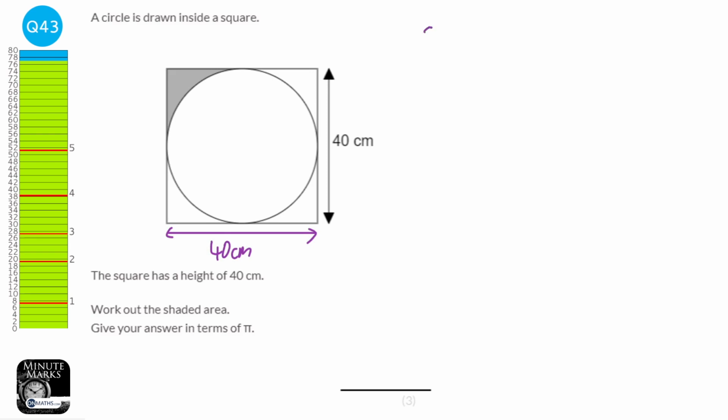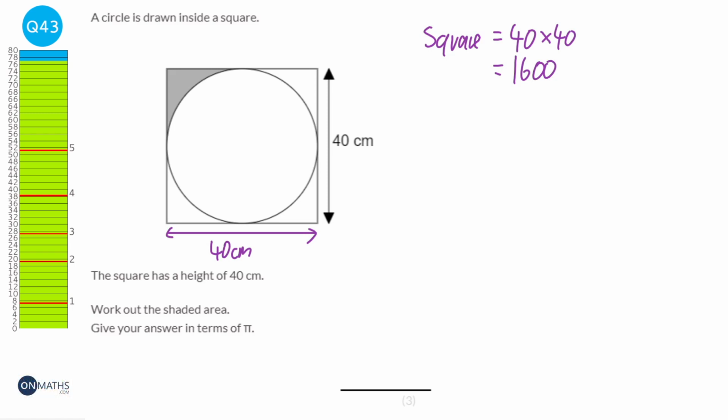So we're going to start off working out the area of the square. And all we need to do now for that is 40 times 40, which will be 1,600 centimeters squared. I normally only put units in our answer. The next thing we're going to do is work out the area of the circle, but to do that we need to work out what the diameter of the circle is, and if you notice that the diameter of the circle is just 40. It's the same as the width of the square, or height of the square. So if the diameter is 40, the radius would be 20.